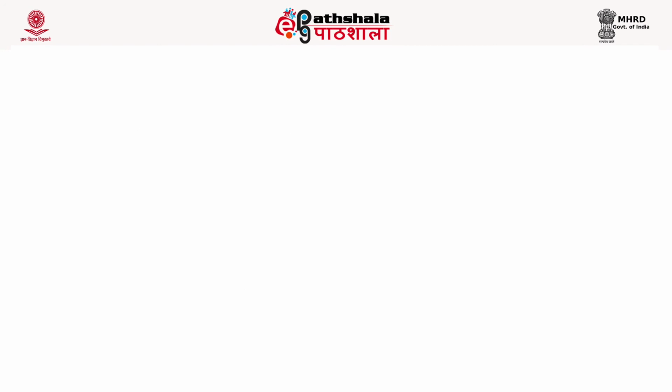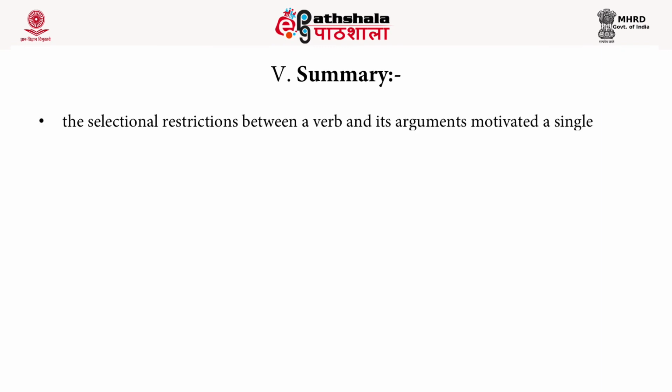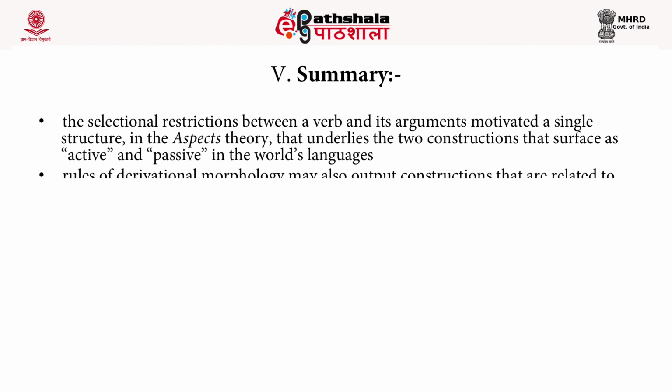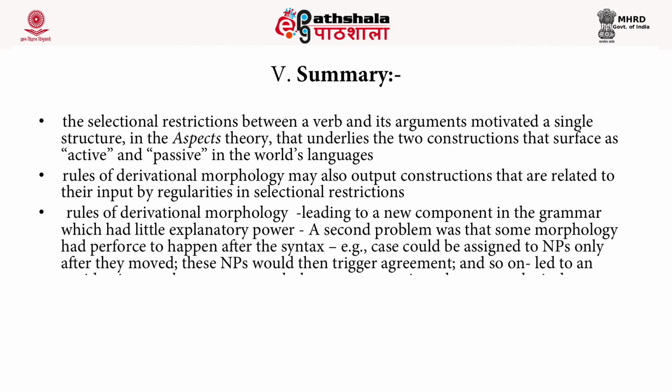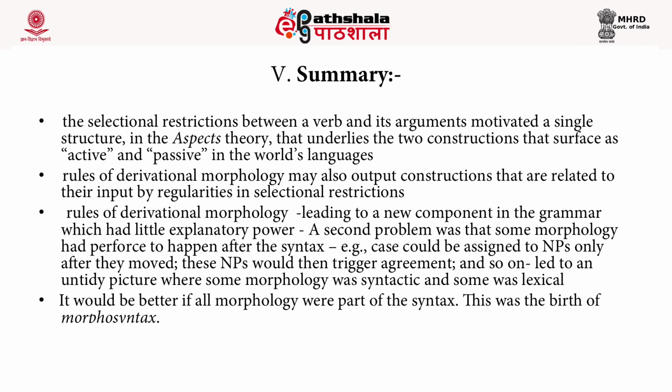To summarize what we have been looking at in this module, there are selectional restrictions between a verb and its arguments which can be motivated by a single structure in the aspects style theory. The two constructions that surface as active and passive in the world's languages have this selectional regularity intertwining them. Rules of derivational morphology may also output constructions that are related to their input by such selectional regularities. The rules of derivational morphology, however, led to a new component in the grammar which had little explanatory power.